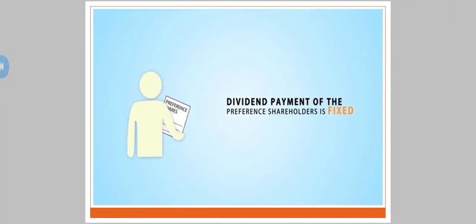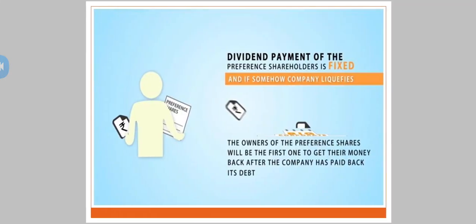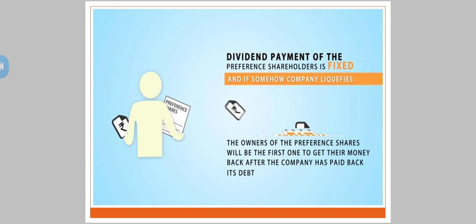Now, dividend payment of preference shareholders is fixed. The second most important point regarding preference shares is that the rate of dividend is fixed. And if somehow the company gets liquidated, the owners of the preference shares will be the first to get their money back after the company has paid back its debts. That means the three most important points regarding preference shares are: they receive dividend before equity shareholders; second, the rate of dividend is fixed; and the third one is that at the time of liquidation of the company, they are the first to get their money back.